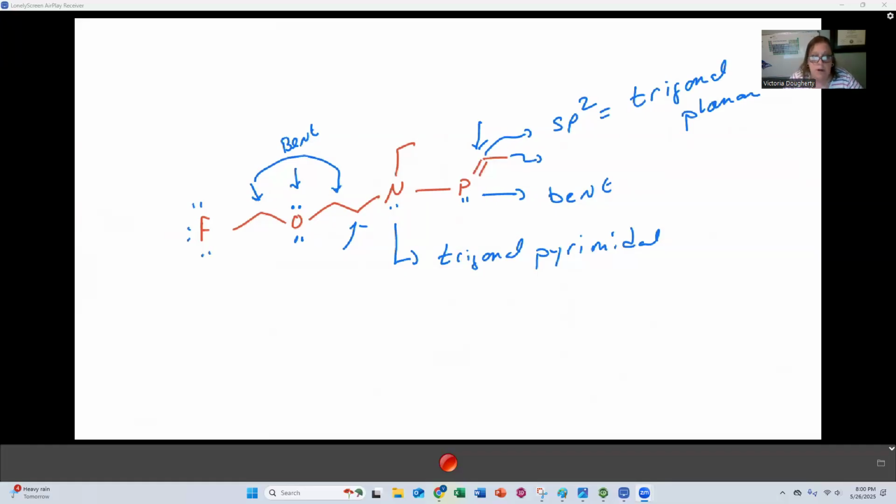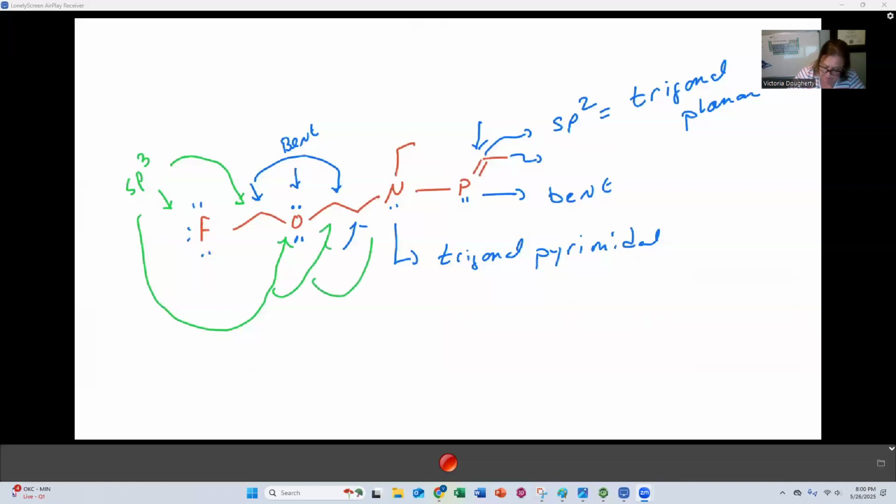All right, so hybridization. Again, let's go back and list the hybridization of all of these. Fluorine is sp3. This carbon is sp3. This oxygen is sp3. This carbon is sp3. This is sp3. This is sp3. When I get over here, I've got a couple of sp2 atoms next to each other. And then this terminal carbon is also sp3.